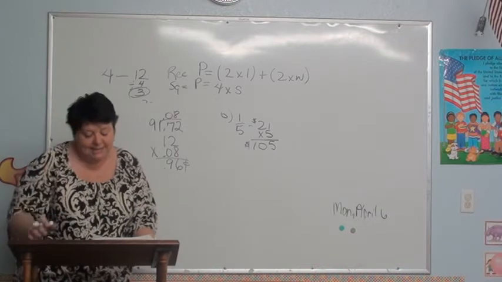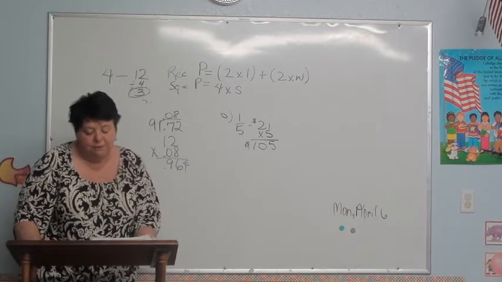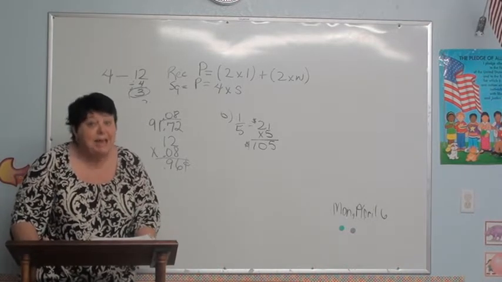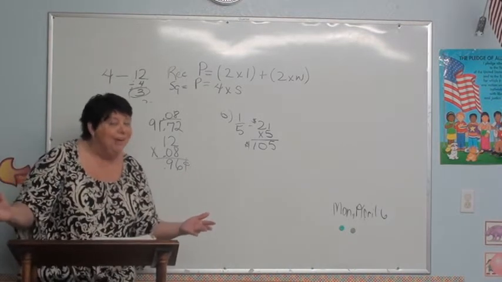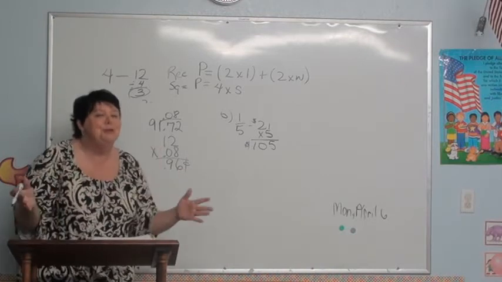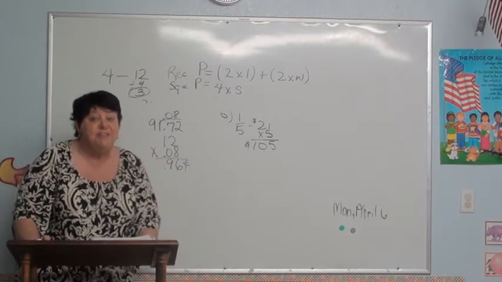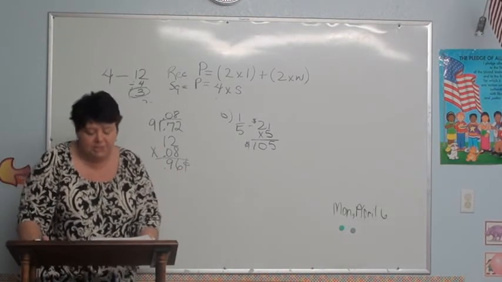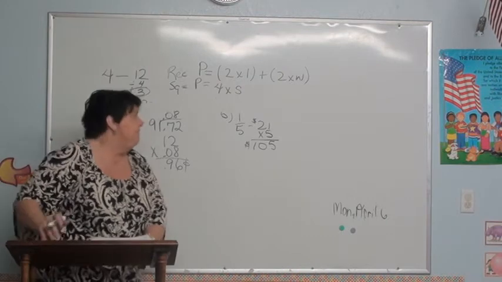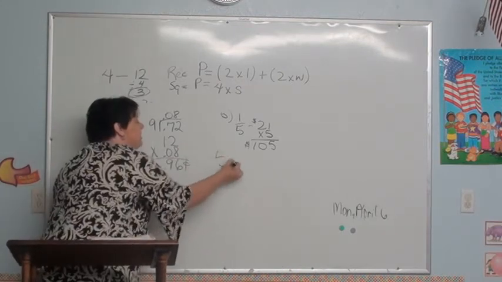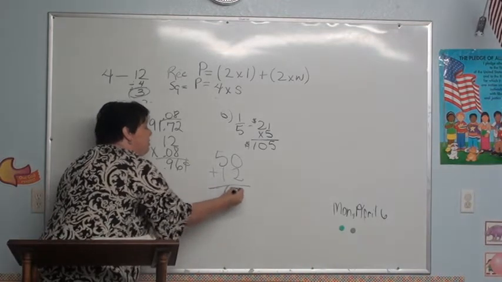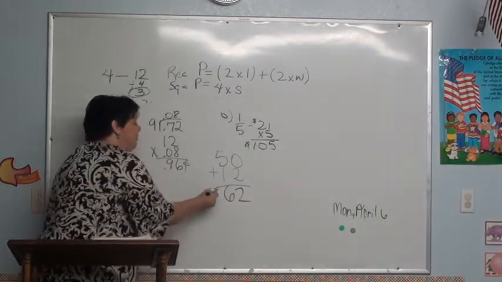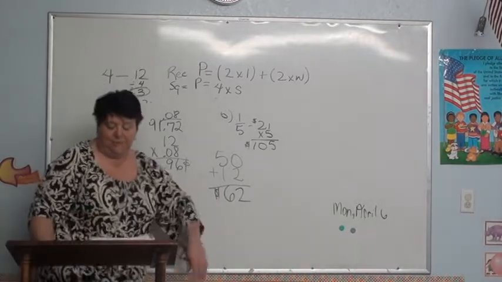Now, in G, it says, Ron bought a skateboard for $50. The skateboard was reduced by $12. See, he got it on sale. It was reduced by $12, and he paid $50 for it. What was the original price? If he paid $50, it was reduced by $12. The original price was $62. Go ahead and put that down.